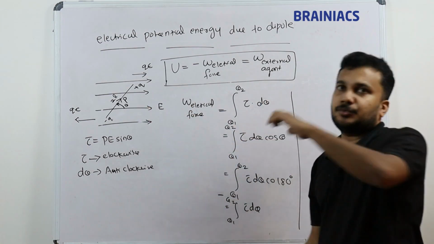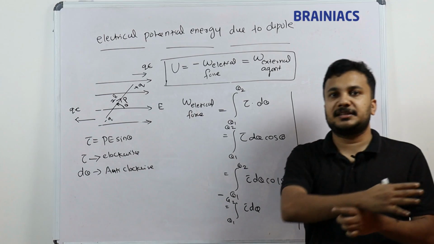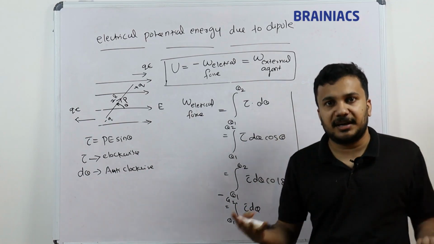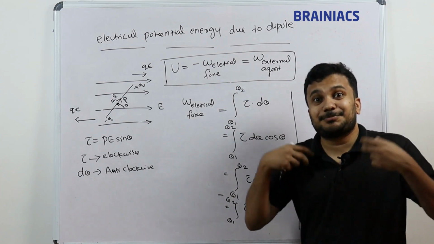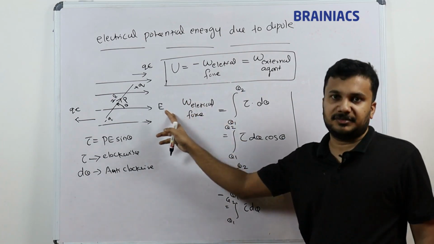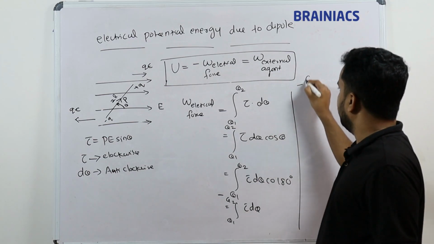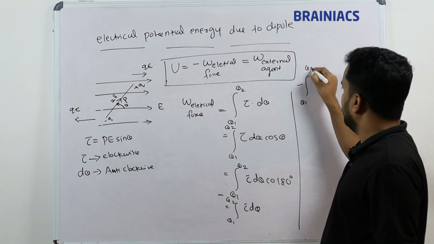From theta 1 to the next angle, theta 2, I am moving. What is the energy spent by the electrical force? That's what we are going to calculate. So minus will be here, theta 1 to theta 2.